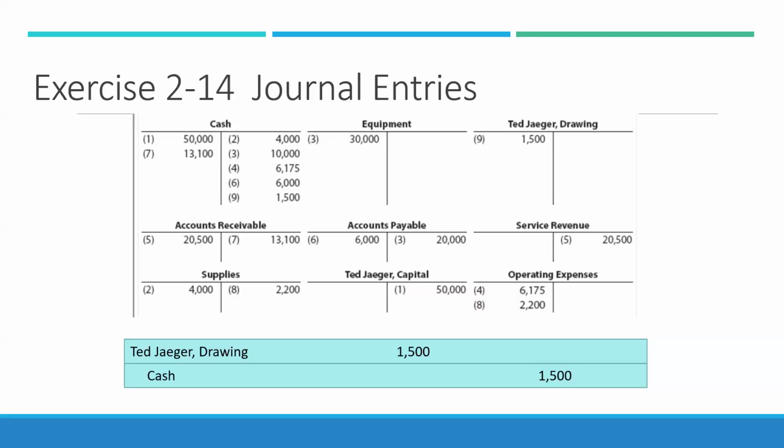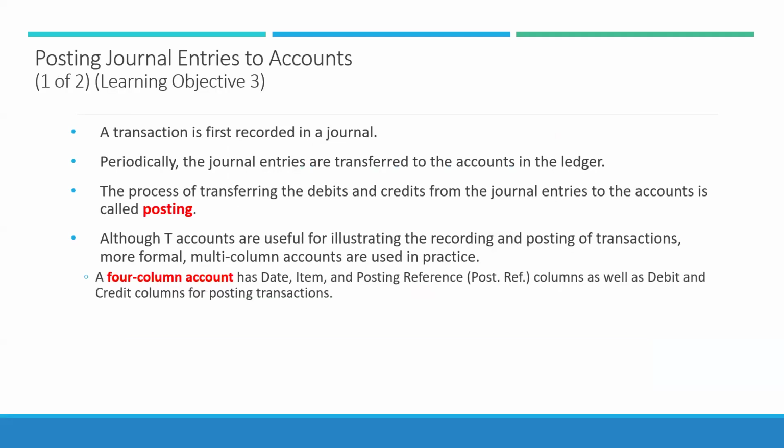Does anyone have any questions on T accounts and posting the journal entries? Cool. So a transaction is first recorded as a journal entry, and then the journal entries are periodically posted to the general ledger, which is the list of all the accounts. And that process is called posting. You'll have your numbers, which are the transaction numbers for the account.